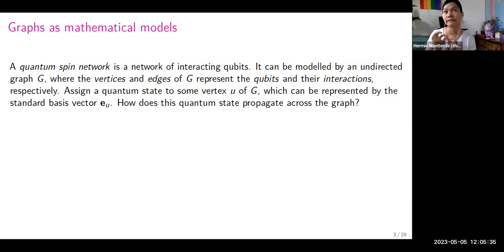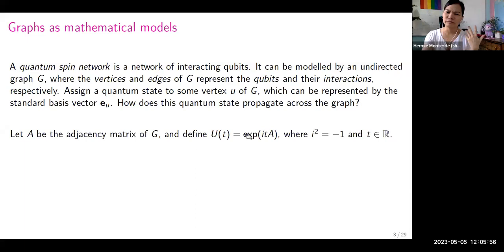Then we want to determine the propagation of that quantum state. Basically, you put a quantum state at a vertex in a graph, then you let it propagate across the graph. The quantum state moves across the graph, and we want to analyze that behavior. To know how that quantum state propagates across the graph, we need the following ideas.